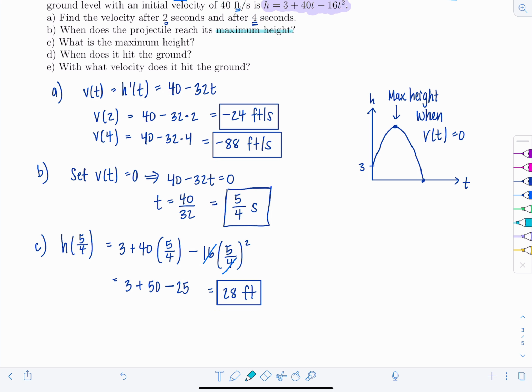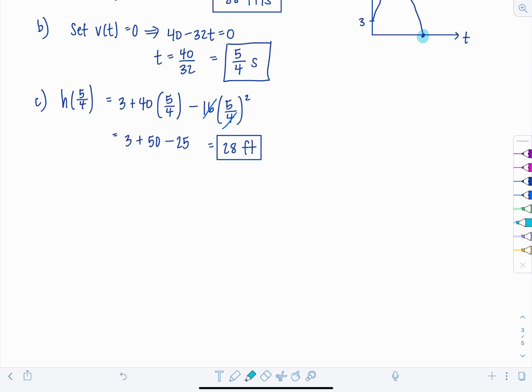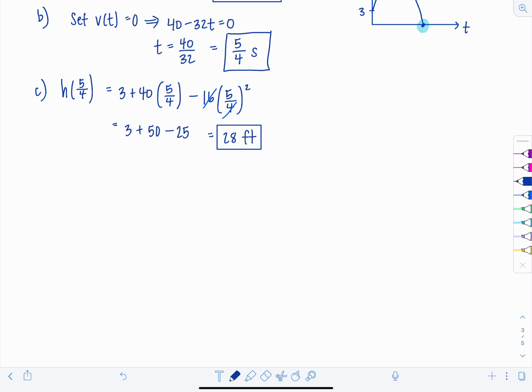Part D. When does it hit the ground? So how would you figure out when it hits the ground? That would be when the height, the original function, is equal to 0. So let's go ahead and figure out what that's going to be. I'm going to set h, my original function, equal to 0. So that means 3 plus 40t minus 16t squared equals 0.